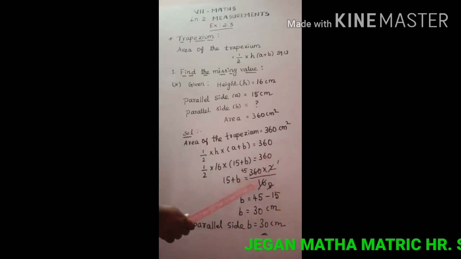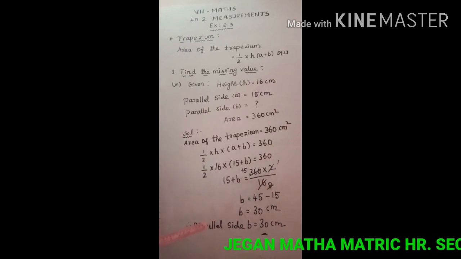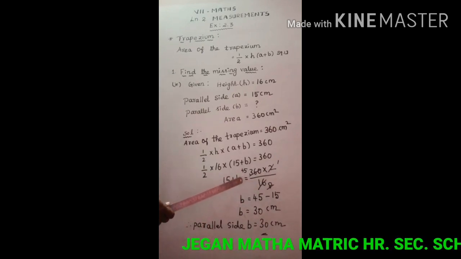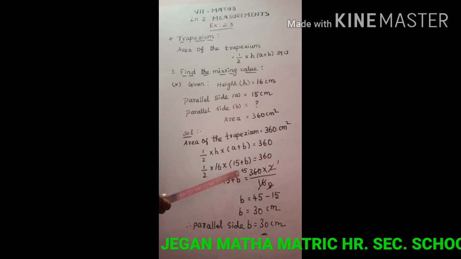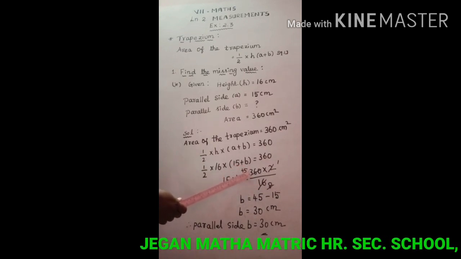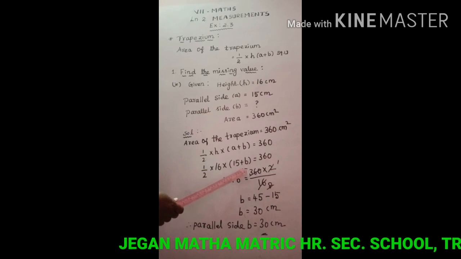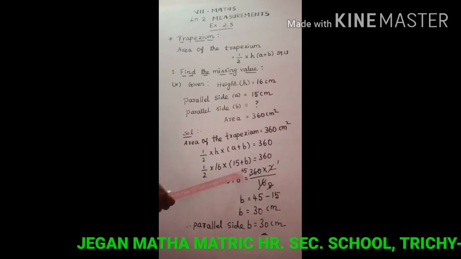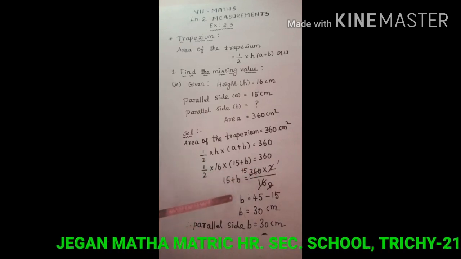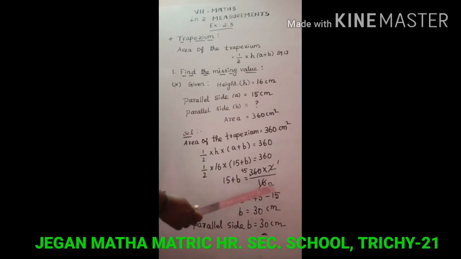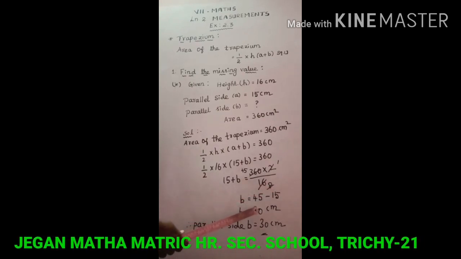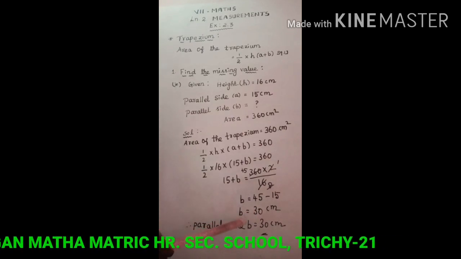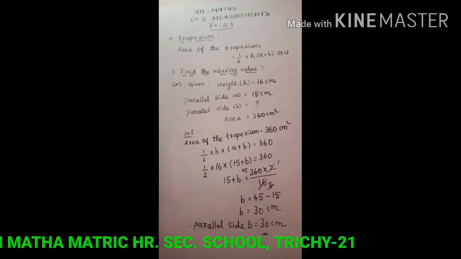Here 1 2s are 2, 8 2s are 16. So the remaining number is 360 divided by 8. We simplify now in 8th table. 1 8s are 8, 4 8s are 32, remainder 40, then 5 8s are 40. So 45. So 15 plus B is equal to 45. B is equal to 45 minus 15, 30 centimeter. So the parallel side B is equal to 30 centimeter.